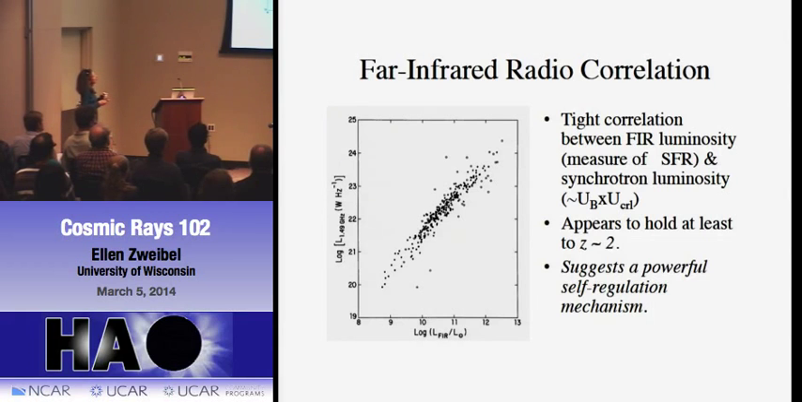If we look at other galaxies, we see that there's an extremely tight correlation between their far infrared luminosity and their radio luminosity at 1.49 gigahertz. So how do we interpret this? The far infrared is basically a measure of the star formation rate. These far infrared photons are reprocessed by dust, originally ultraviolet from massive stars. And the radio is synchrotron radiation, which is proportional to the product of magnetic and cosmic ray energy densities. So this appears to hold out to a redshift of 2, which is far back in cosmic time, to when the universe was only a few hundred million years old. And it suggests that there's some powerful self-regulation mechanism between generation of magnetic fields, acceleration of cosmic rays, and star formation.